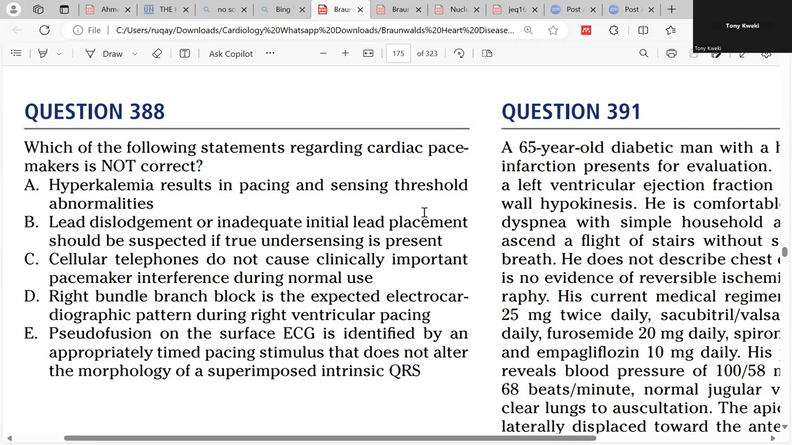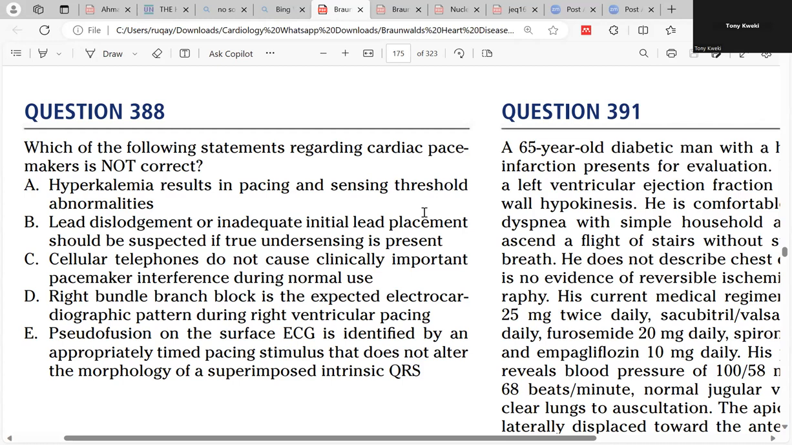but it is discouraged for patients who have a pacemaker to carry their cell phones in the breast pocket, ipsilateral to where the pacemaker was inserted. So they shouldn't carry it on the same side, like continuously having contact.